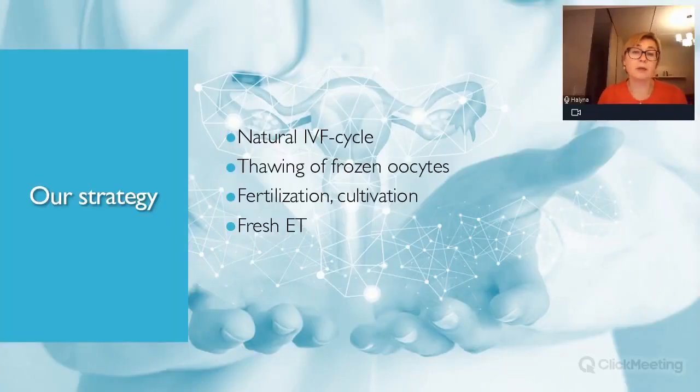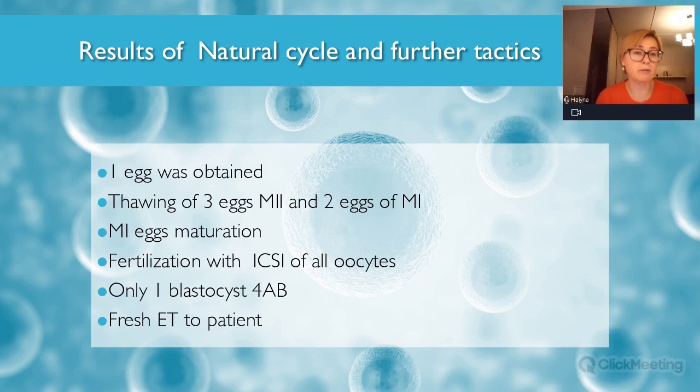And okay, we discussed what we could do in this case. Stimulation is probably useless because there is only one antral follicle, so stimulation will not increase the number. So natural cycle IVF, and also thawing these frozen oocytes, fertilizing all together and doing a fresh transfer. And we have done it like that.